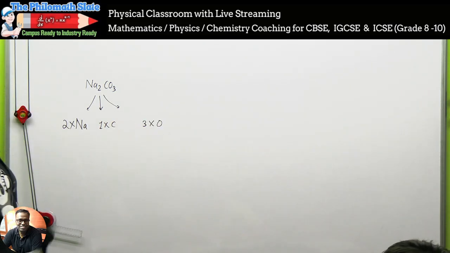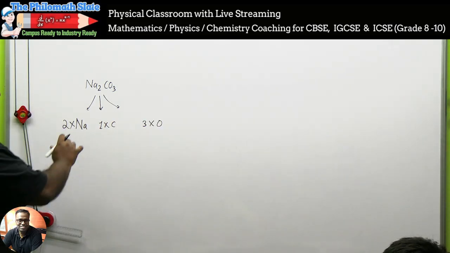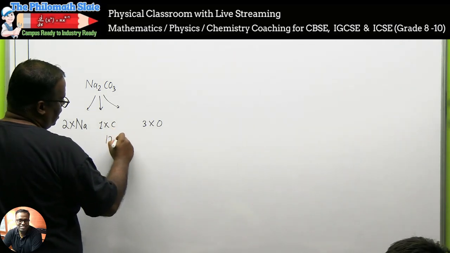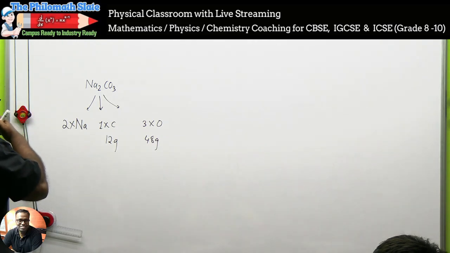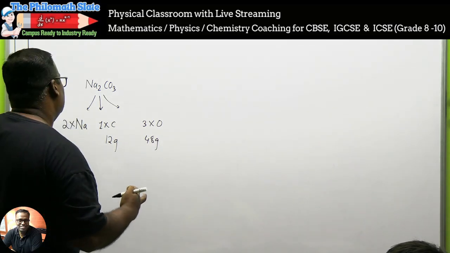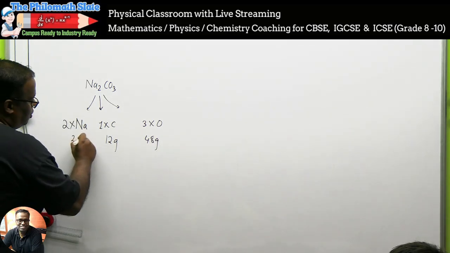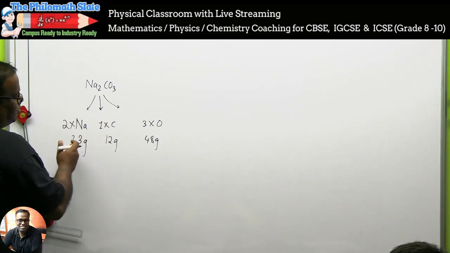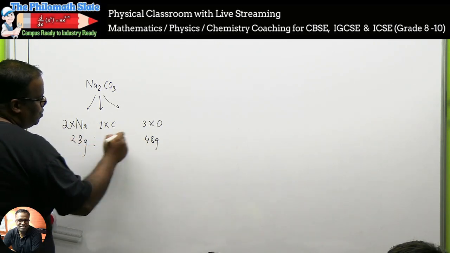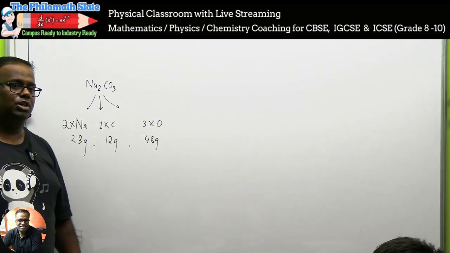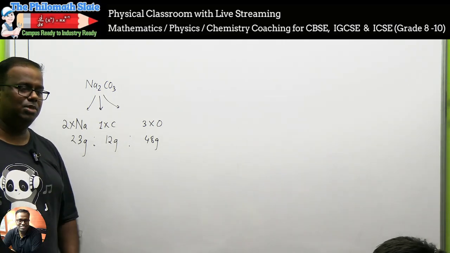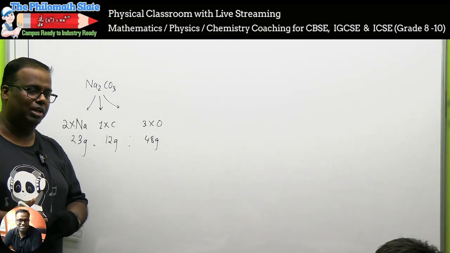Right? So if you take their masses, carbon is 12, oxygen is 16, and 16 times 3 becomes 48, and sodium is 23 grams, so 2 times 23 is 46. So you can add them: 46, 12, 48. This will be the ratio in which sodium carbonate will always be. How I am getting these numbers will take you a little time to grasp.